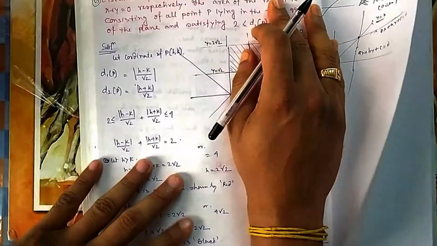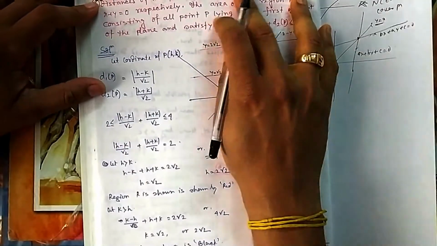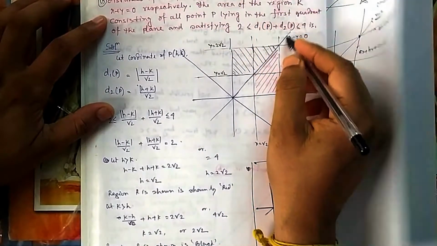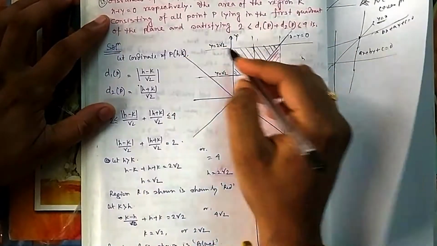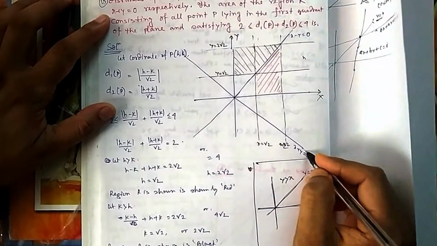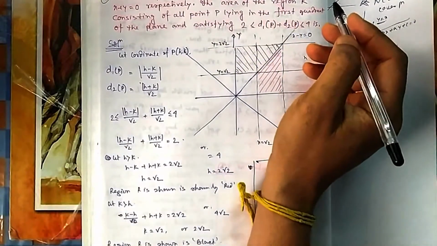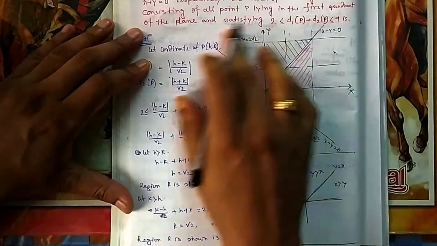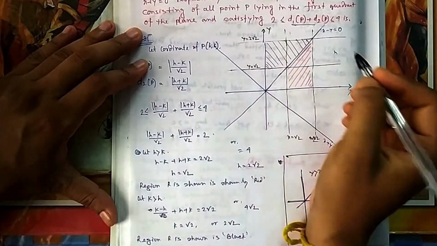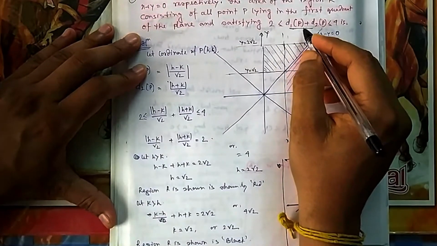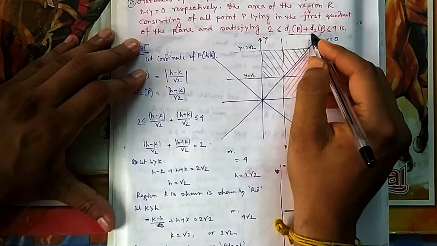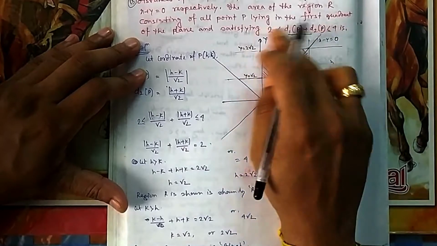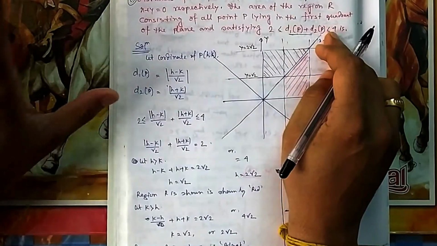For the point P in the plane, let d1(P) and d2(P) be the distances of the point P from the lines x minus y equal to 0, that is y equal to x, and x plus y equal to 0, that is y equal to minus x. The area of the region R consisting of all the points P lying in the first quadrant and satisfying this condition has to be found. Any point P you take, the distance of the point from the first line and second line should be between these two values. Then you have to find the area of that.